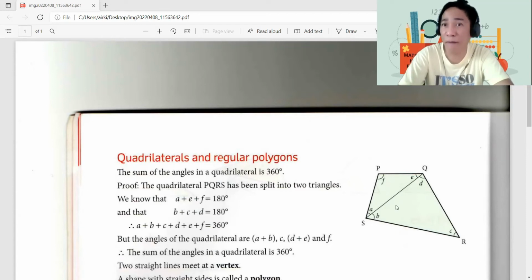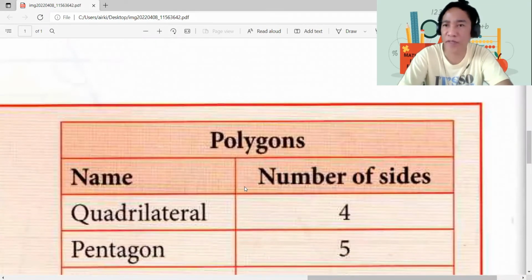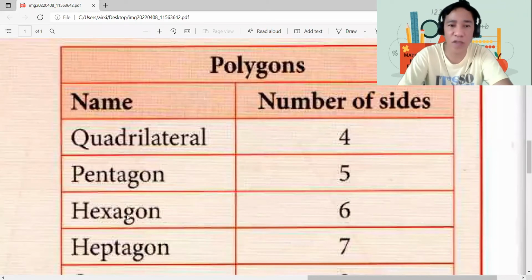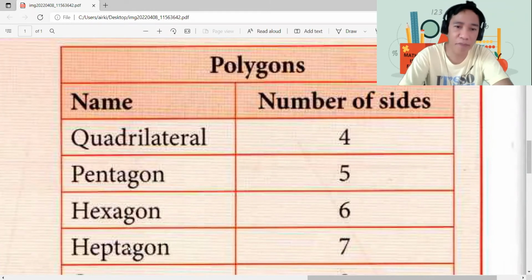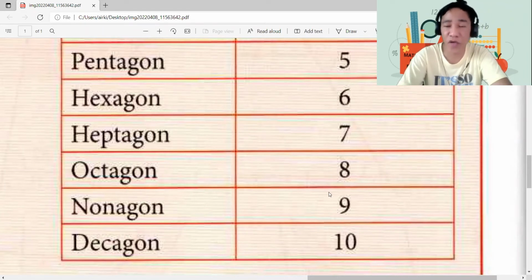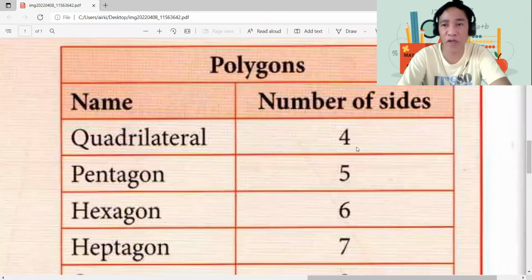Its name comes from the number of its sides. So for example, if you have 3 sides, that is a triangle. If you have 4 sides, that is a quadrilateral. So in here, these are the different types of polygons. As I've said earlier, if you have 4 sides, it's a quadrilateral. If you have 5 sides, the name is pentagon. Or if you have 6 sides, it's called a hexagon. And 7 sides is a heptagon. 8 sides is an octagon. 9 sides is a nonagon. And 10 sides is a decagon, and so on and so forth. So the name was based on the number of sides of the shape or the polygon.